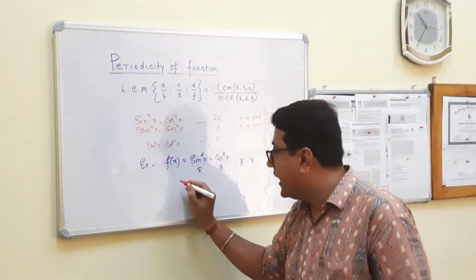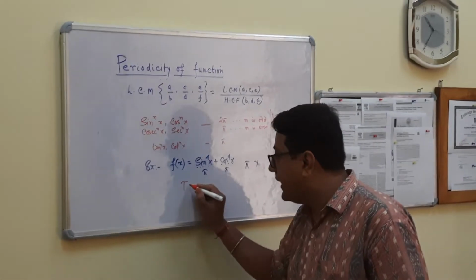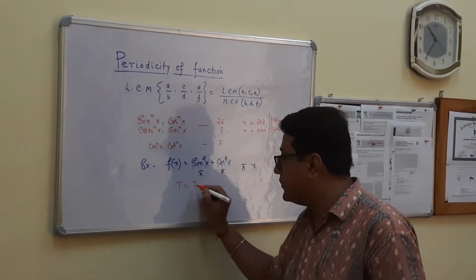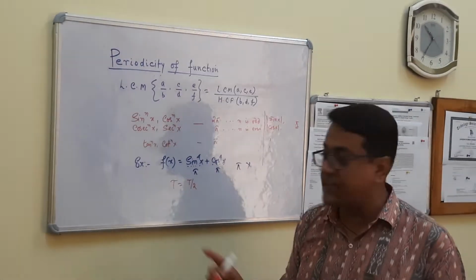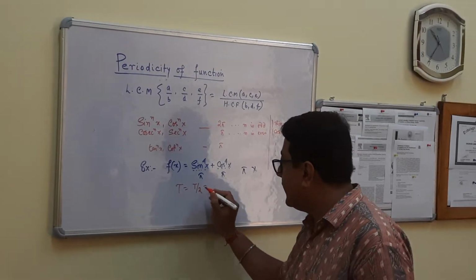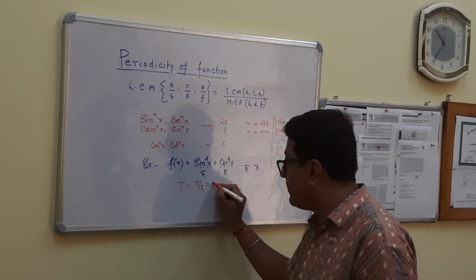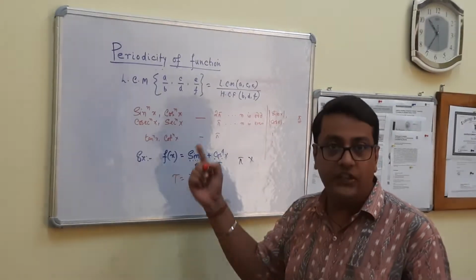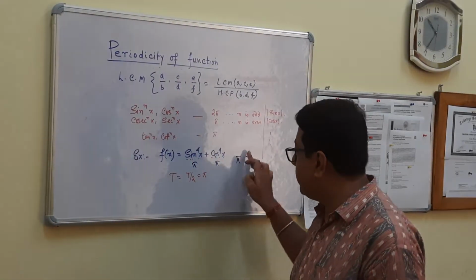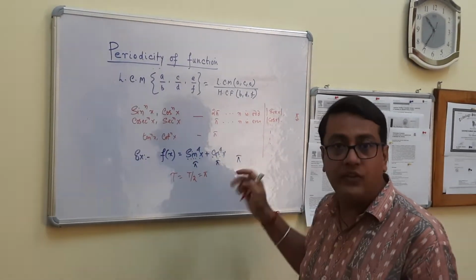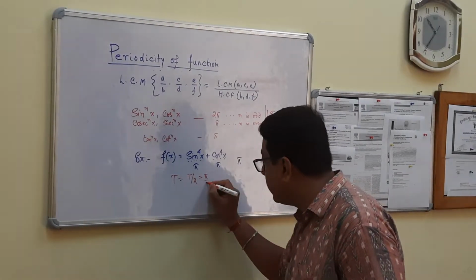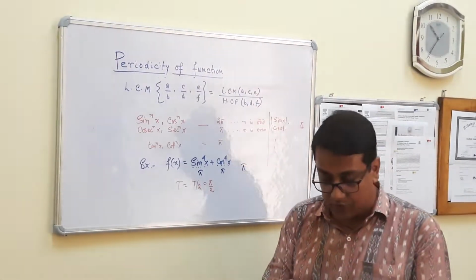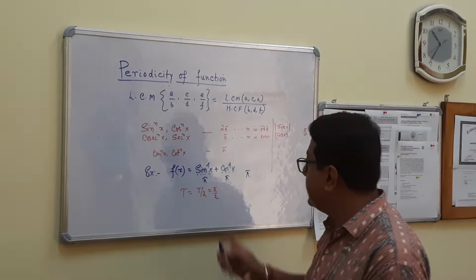So what the check is: we will also check at T by 2, where T means the overall period. Here we are getting T as pi, so we also check at pi by 2.